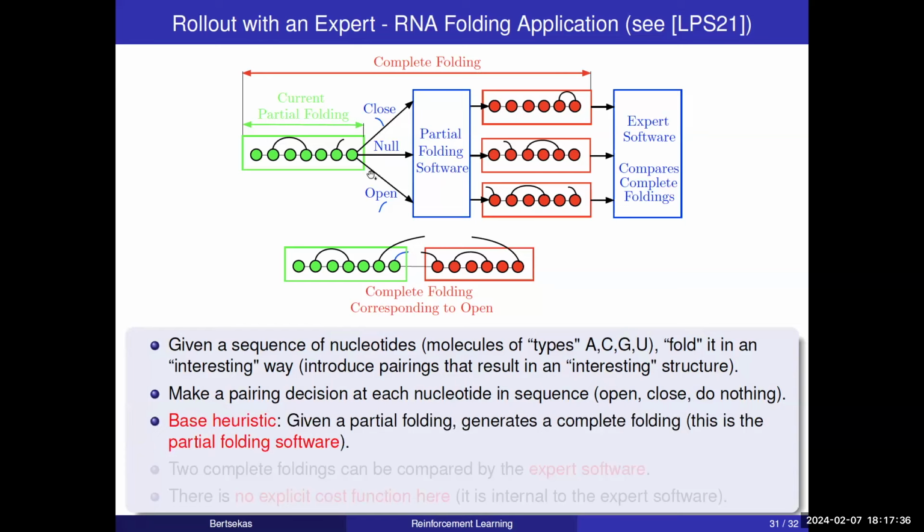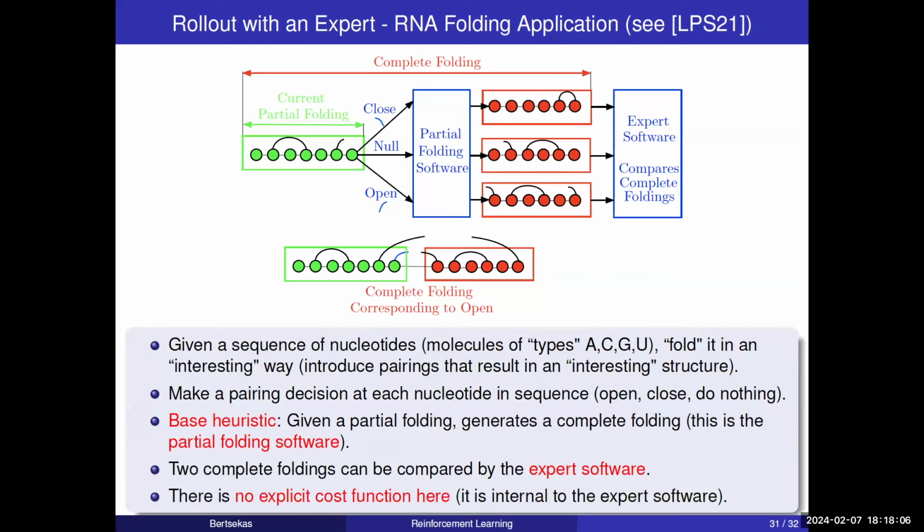So the base heuristic, in this case, will complete a folding using some kind of software. And then the same software can be used to compare two complete foldings and say which one's better. It's not generally agreed upon what makes a folding interesting or which foldings are better than others, but this software has some way of doing that. Okay, so this is just an example of a specific application where there's no explicit cost function.